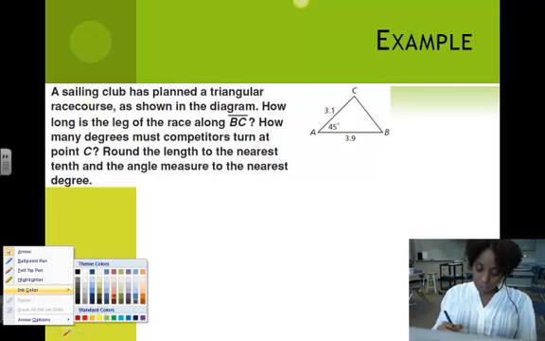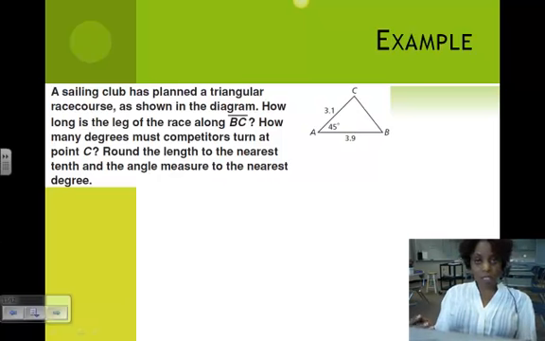So my first question to you would be, are we going to use law of sines or law of cosines to start? Well, look at what they gave us. They gave us 2 sides and an included angle. So they gave us a side angle side. So that means we're going to use the law of cosines to start.